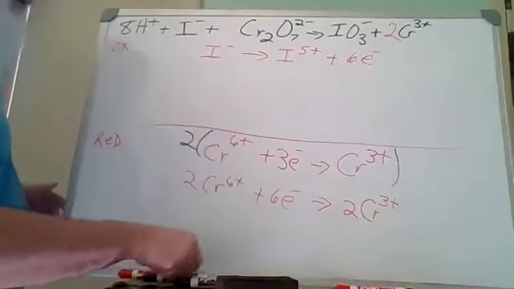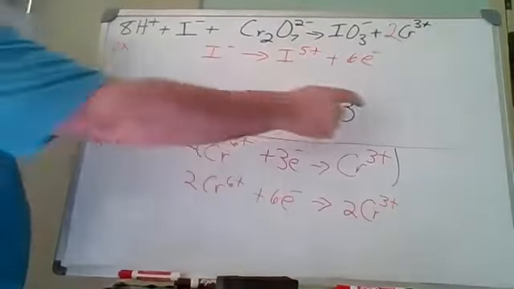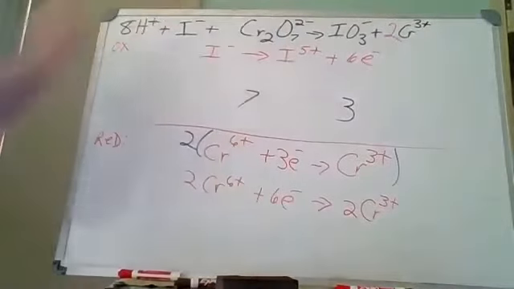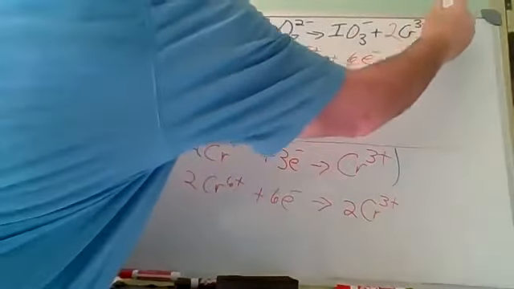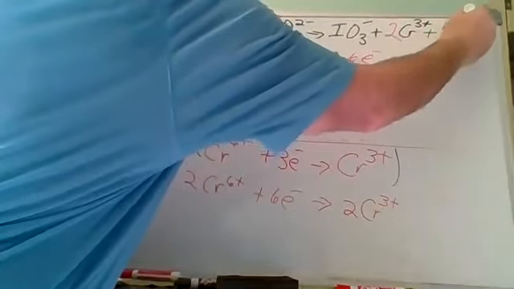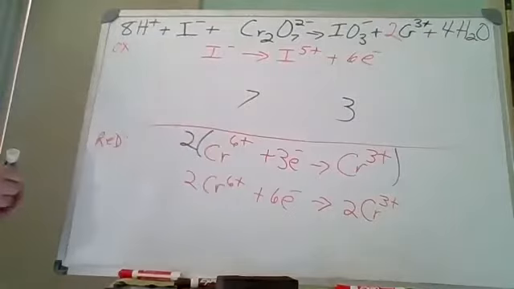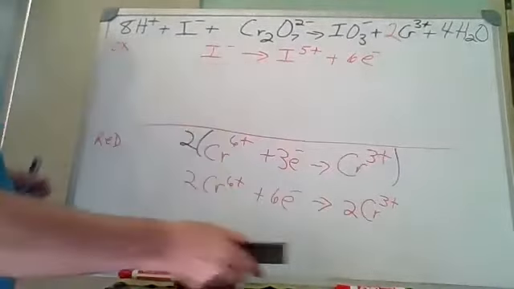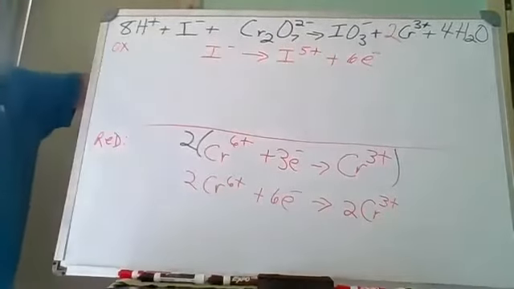Let's look at the number of oxygens. We said we had 7 oxygens here and 3 there. I need to add 4 more oxygens on that side, and I need to add 8 hydrogens on that side. 8 hydrogens and 4 oxygens sounds like 4 water molecules to me. So there we go. There's our balanced overall chemical equation in acidic media.